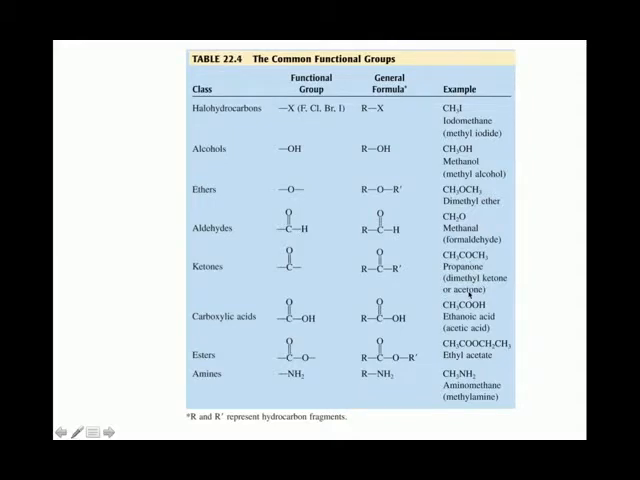So this one has 3 different names. Now acetone is probably a name that you're familiar with. You probably aren't familiar with these 2. So acetone is really the most common name.